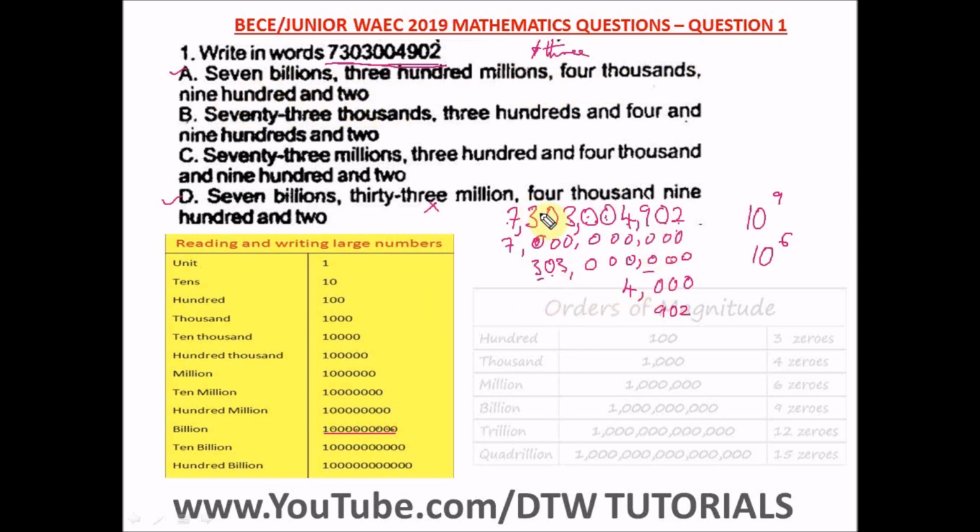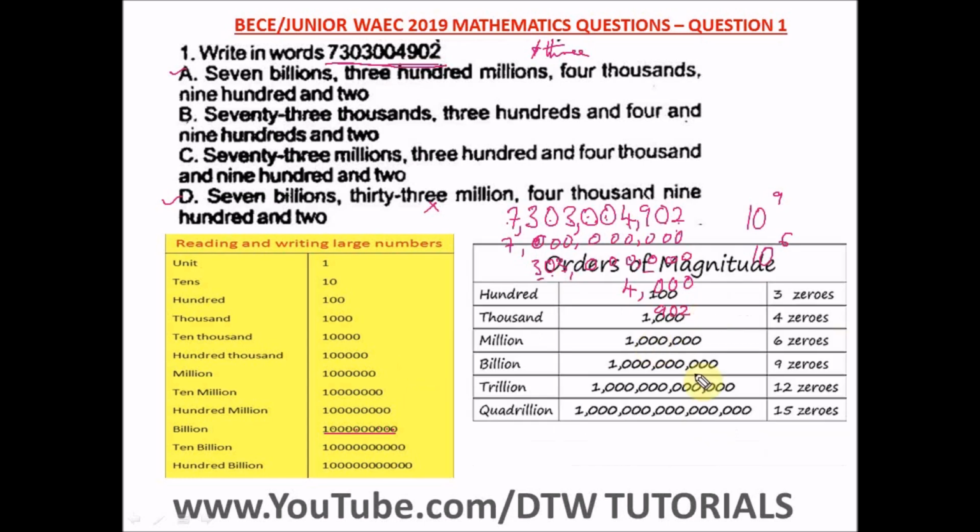7,303,004,902. Okay, so if you're to write this number in words, this is what it will be: 7,303,004,902. Okay, so that's the answer.